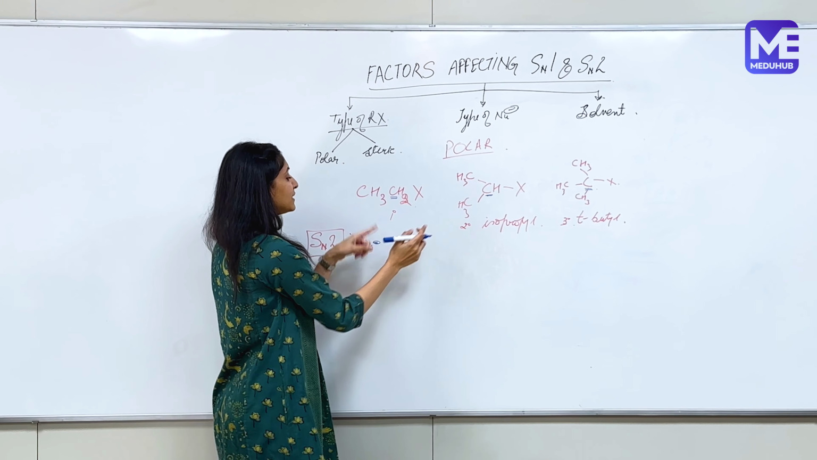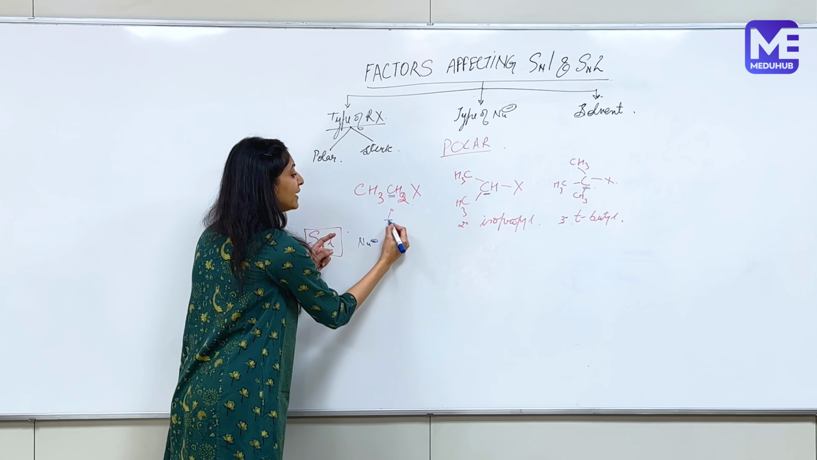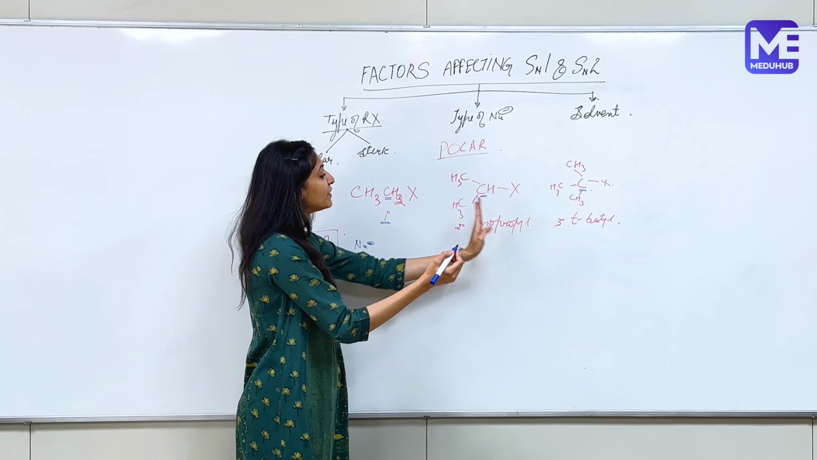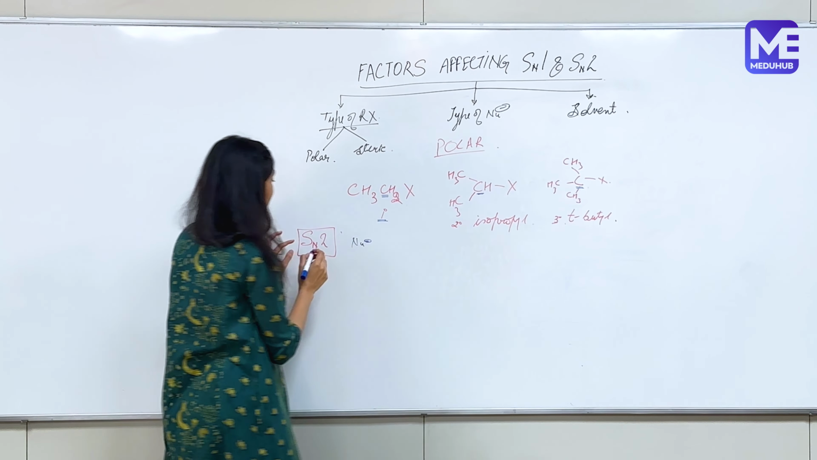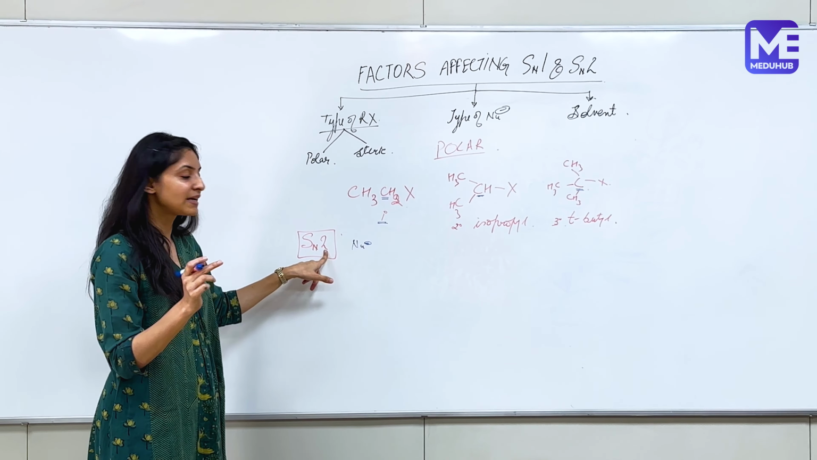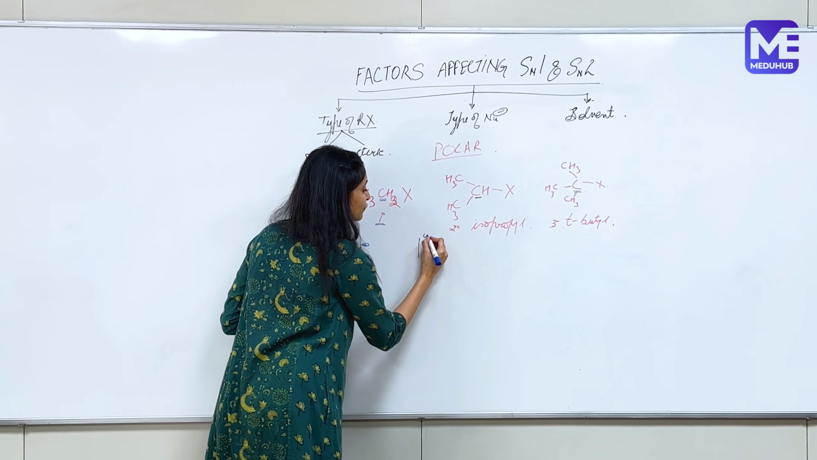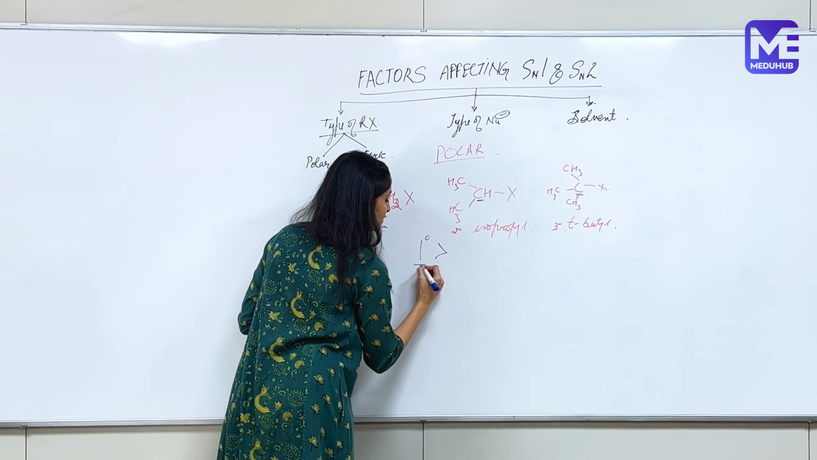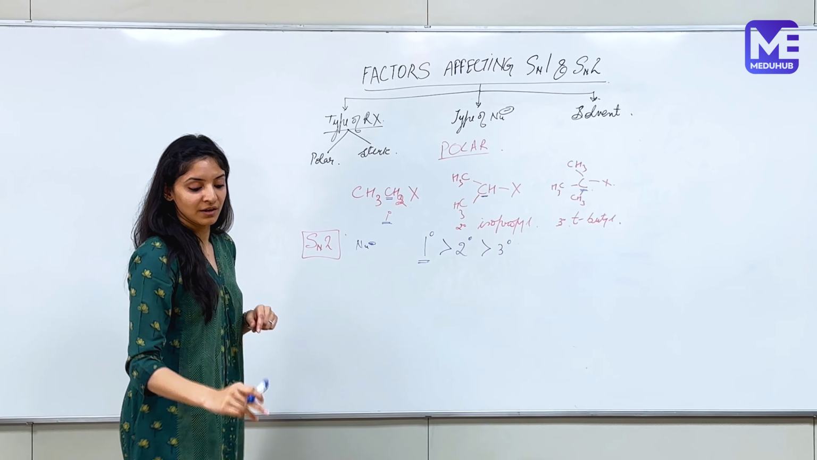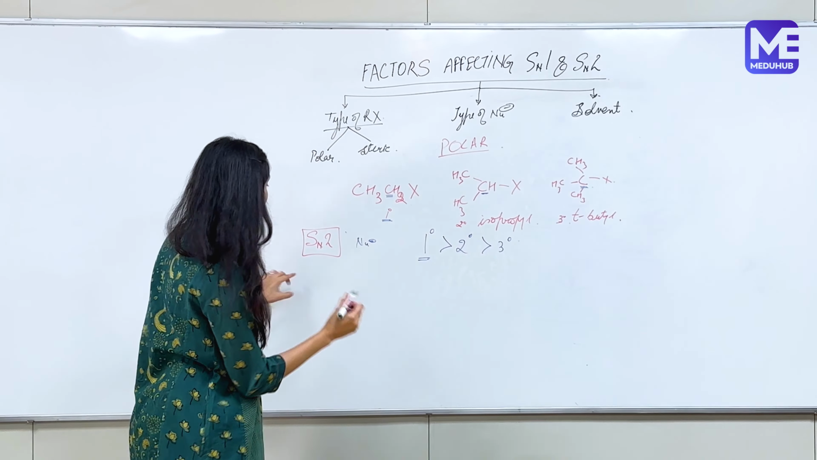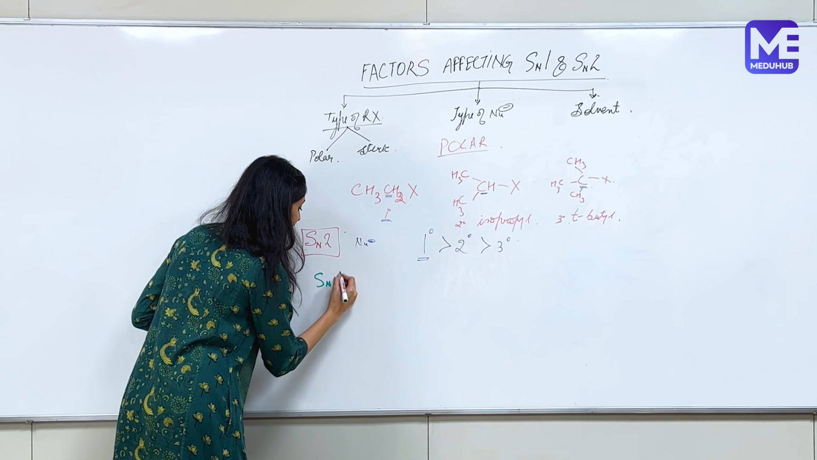So this follows that the attack would be easiest in a 1 degree halide. It will become more difficult as you move from 1 to 2 to 3 degree halide. So we can safely say that for an Sn2 mechanism, the rate of the reaction follows an order, largest in 1 degree, then 2 degree, and then 3 degree. Now let us see what will happen if we talk about an Sn1 reaction.